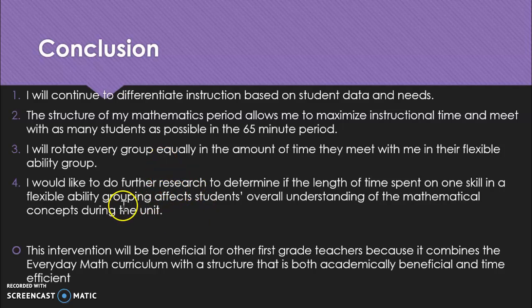Instead, I would like to do further research to determine if the length of time spent on one skill in a flexible ability group affects the student's overall understanding of the mathematical concepts in that unit. So like I said, I had 7 students move groups, but that means that the majority of students stayed in the same group the whole length of the action research. So I'd like to see if that has any effect.